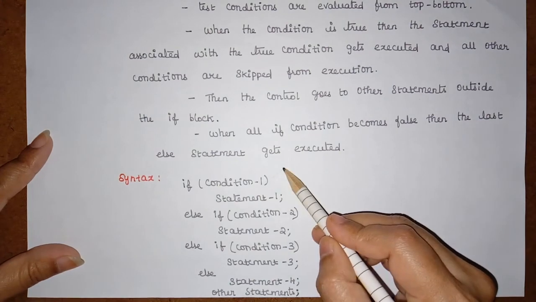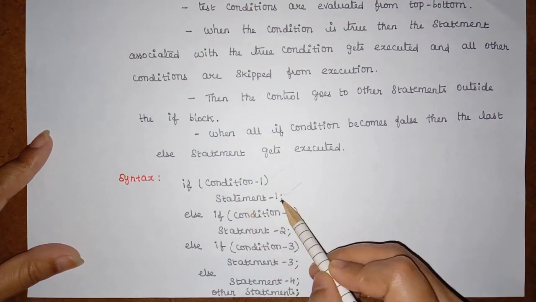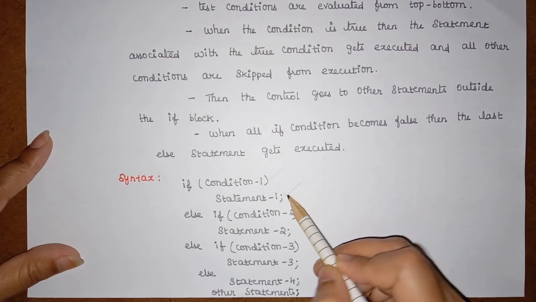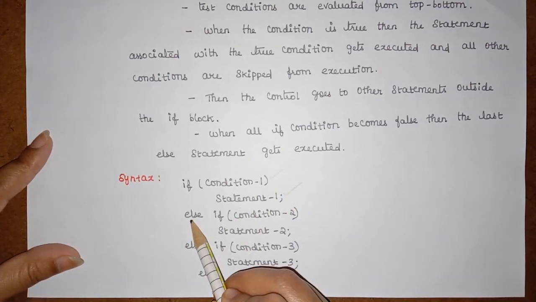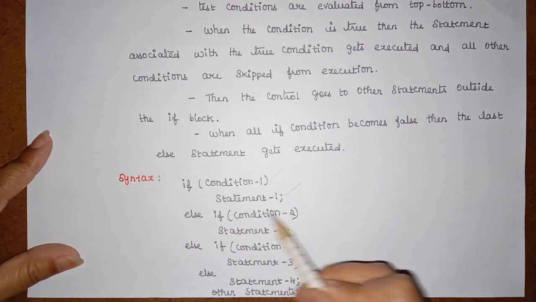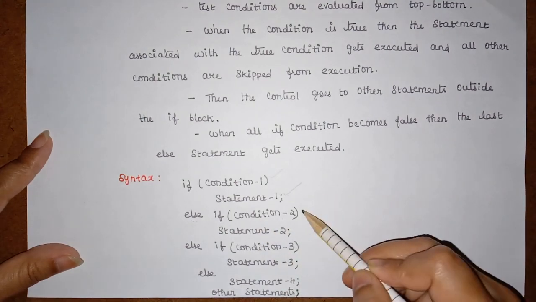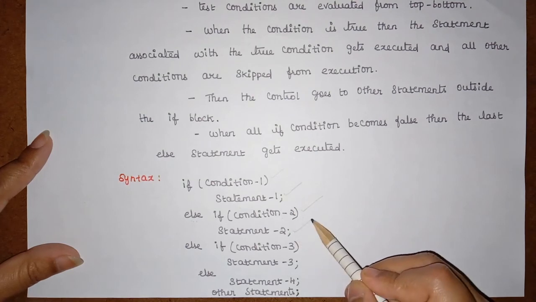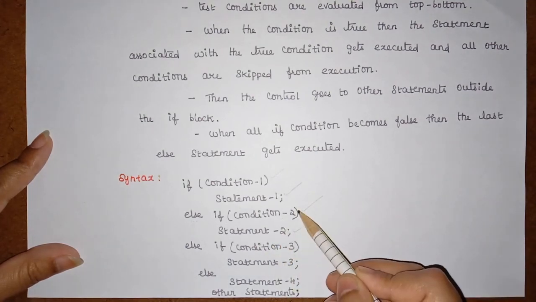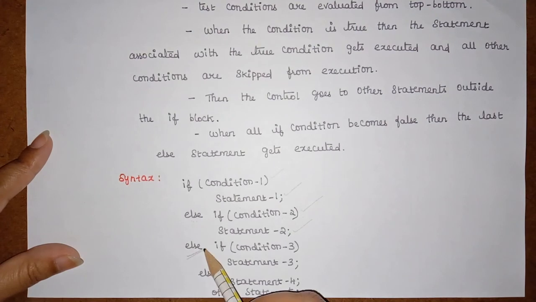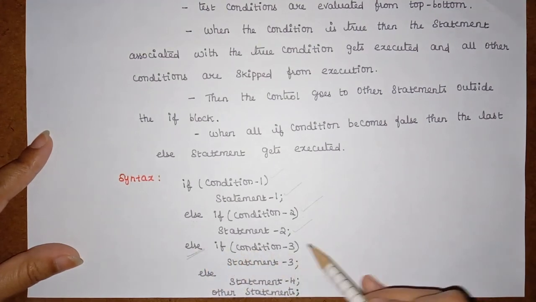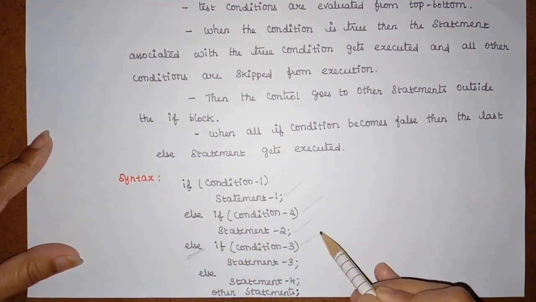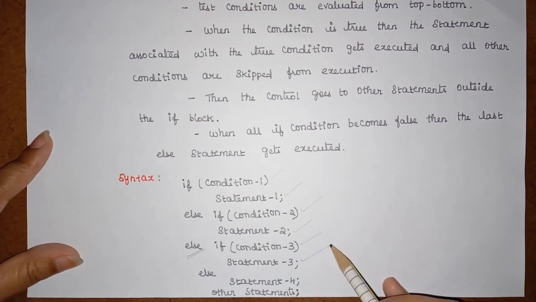If this condition is true, then it will execute statement 1, which is the true block here. If it is false, it moves to else. And here in else, again we have one more condition to check. If this condition becomes true, then it will execute the true statement. If this condition also becomes false, then it moves to this else statement. And in this else, again we have one more condition to be checked. If this condition becomes true, statement 3 will get executed. If it is false, the else statement, that is statement 4, will get executed.